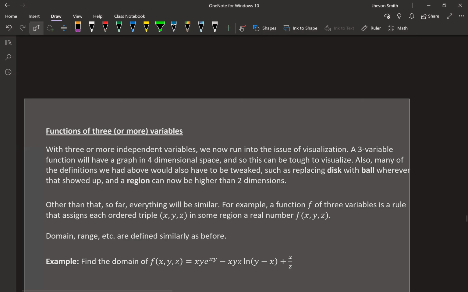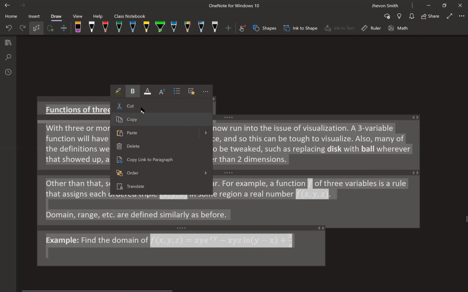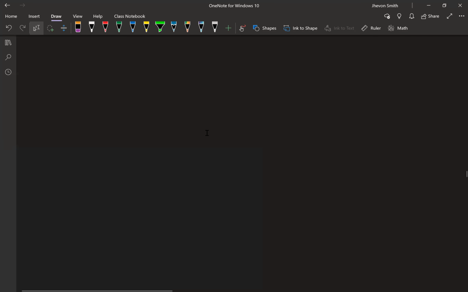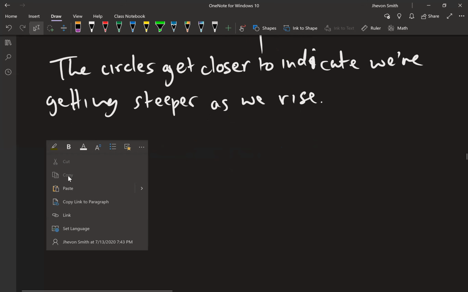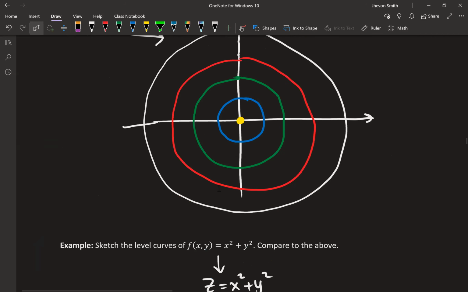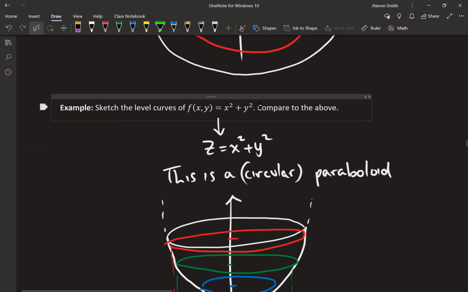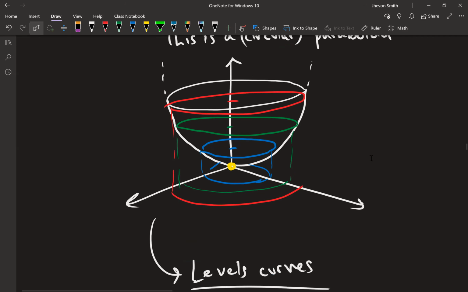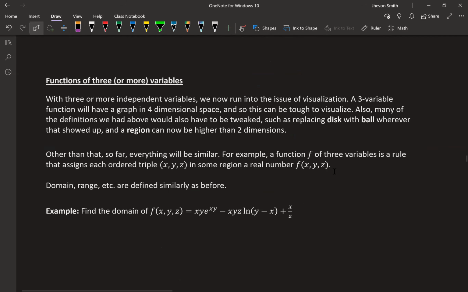once you start getting to 3 or more variables, things start getting a little bit sketchy, to say the least. Or probably better to say unsketchy, in the sense that now we can't even sketch them. We can't even visualize something. If something of 2 variables has a graph that we draw in 3 dimensions, what dimensions would the graph of a function of 3 variables be in? That's right. The graphs of these would be in 4 dimensions, which we can't visualize.